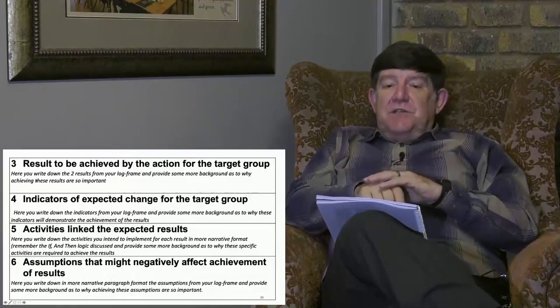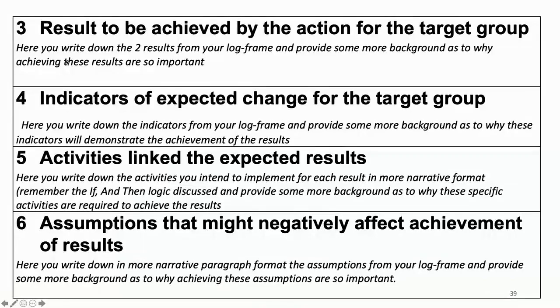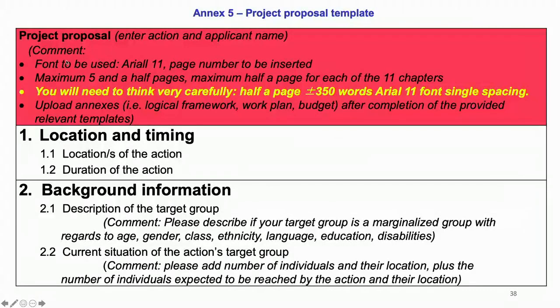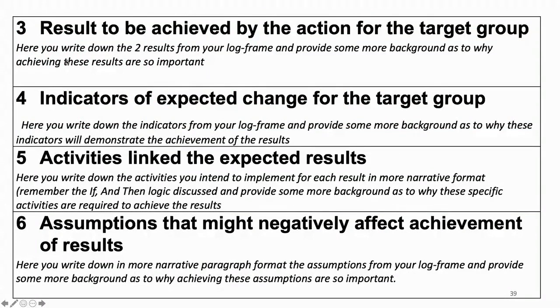Heading 3, results to be achieved by the action for the target group. Here you write down the 2 results that you formulated in your log frame and provide some more background as to why achieving these results is so important. These results are generally short statements, but here you have half a page. We prefer that you stick to 2 results, and you now have the opportunity to copy them from your log frame and explain a little bit more why this specific result is so important to achieve what you've just written in paragraph 2, the improvement of the current situation of the beneficiaries.